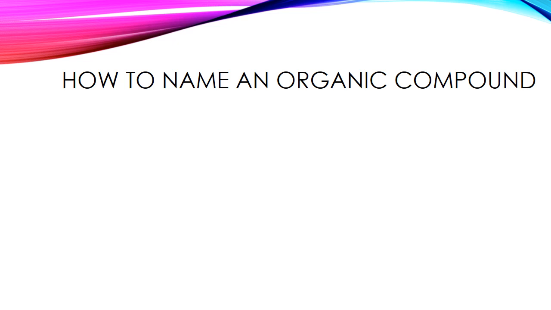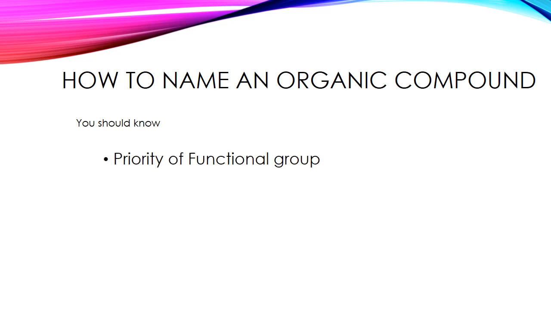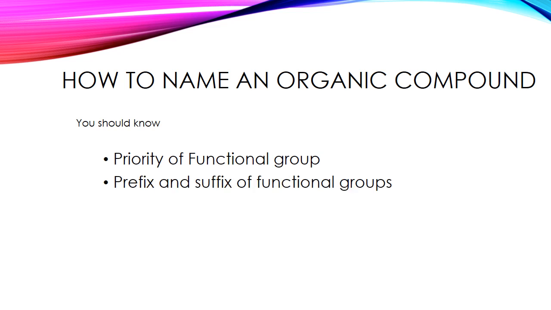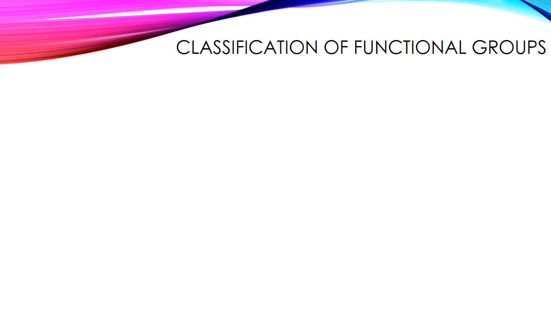Before you study the naming of organic compounds, or IUPAC nomenclature, you should have some knowledge about the following: priority of functional groups, prefix and suffix of functional groups, and some numbering systems. That is the prior knowledge you should have before you name an organic compound. Now let's study the classification of functional groups.